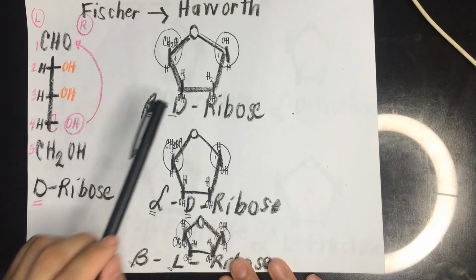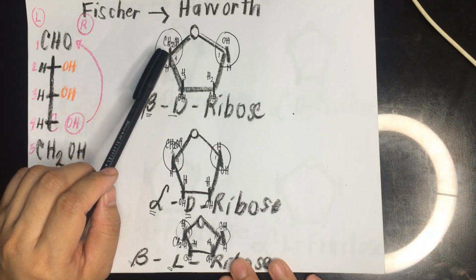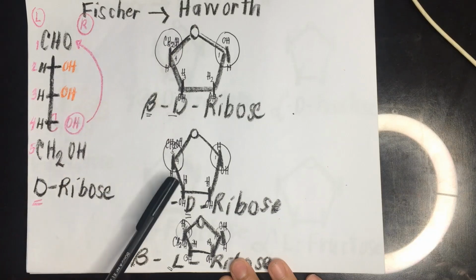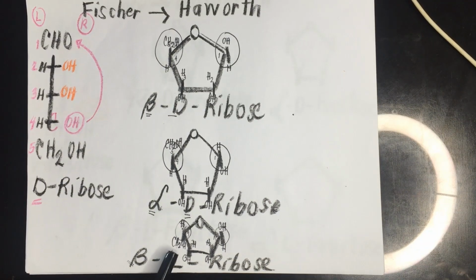If it is in D configuration, we are going to put the terminal alcohol that is found on the last carbon in a ring on top. If it is in L configuration, we are going to put the terminal alcohol on the last carbon below.